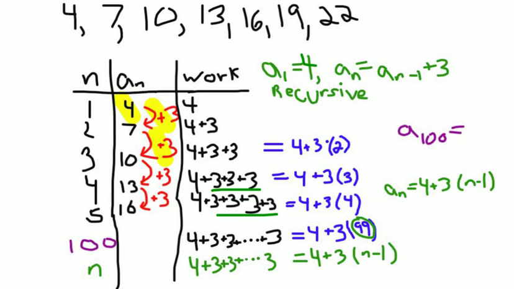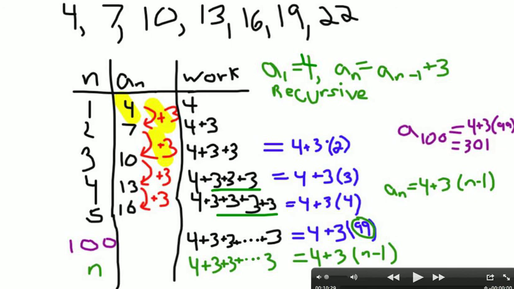And of course we can use this rule to find anything. Let's find a sub 100, even though we already did, just to see if it matches up. So 4 plus 3 times n minus 1. Here, n was 100, so n minus 1 is 99. Well, that matches what we did over here. And then we can actually find our answer. So 4 plus 3 times 99. 3 times 99 is 297, plus 4 is 301. So a sub 100 is 301, and we could, if we wanted to, do that for any n.